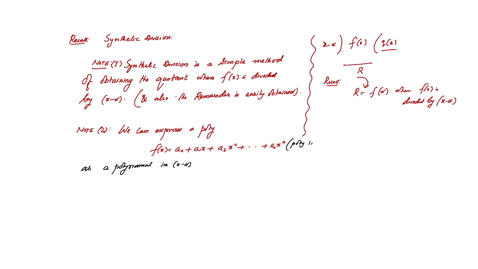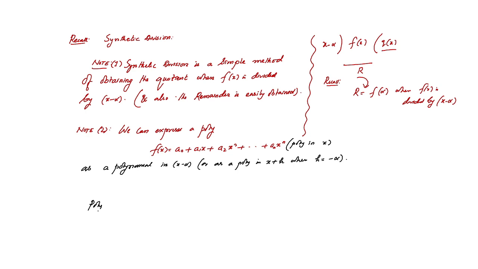This is basically a polynomial in x, and we can represent it as a polynomial in x minus alpha, or as a polynomial in x plus h, where h equals minus alpha. So this is another advantage of synthetic division. But how will we make it? That method is basically called synthetic division.